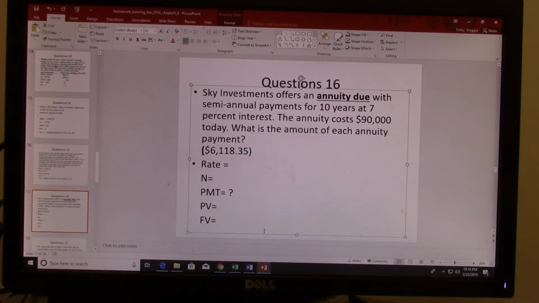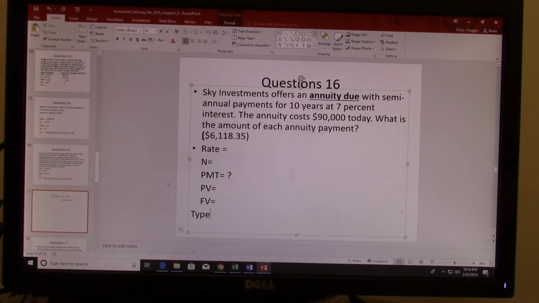Okay. And to work out this problem, there's another variable we should define. So it's called type. And for this question, let's just try to work on the other inputs first. The present value, $90,000 should be the present value. Okay, so $90,000.